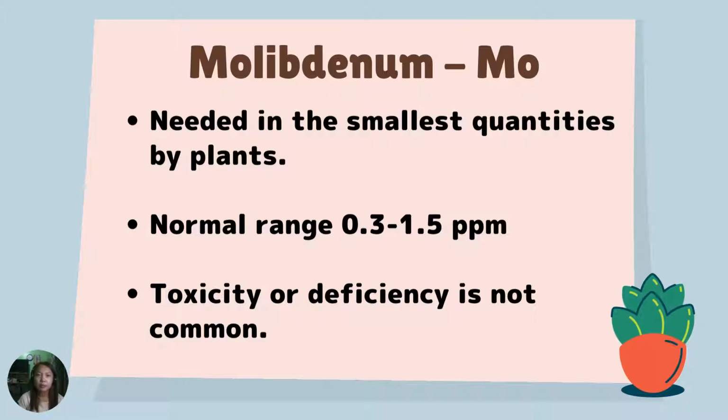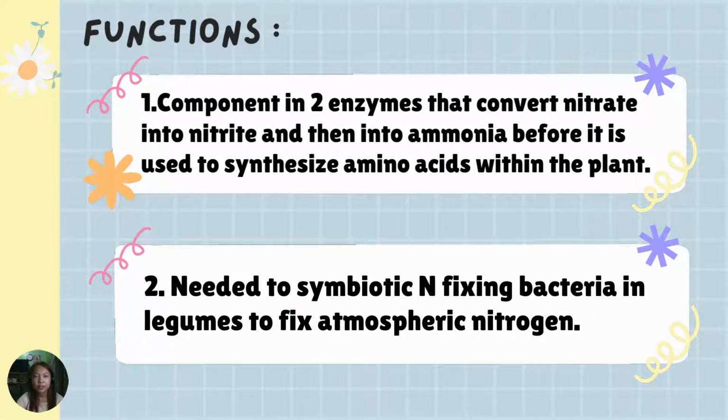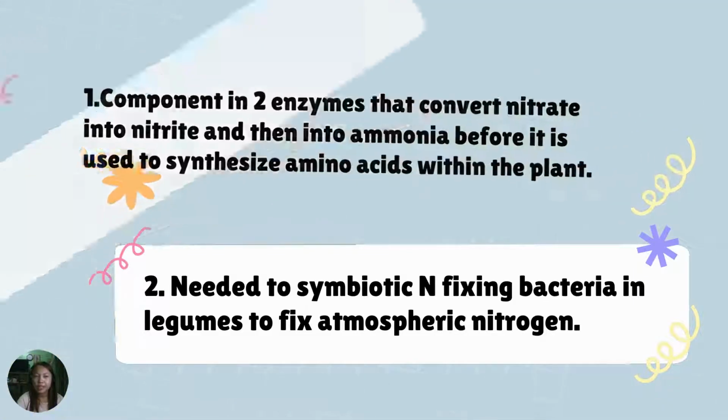Okay, another element, we have molybdenum. It is needed in the smallest quantities by plants. The normal range of this element is from 0.3 to 1.5 parts per million. Toxicity or deficiency is not common in plants. It functions as a component of enzymes that convert nitrate into nitrite and then into ammonia before it is used to synthesize amino acids within the plants. It is needed by symbiotic nitrogen-fixing bacteria in legumes to fix atmospheric nitrogen. So it is also responsible for activity within the cell of the plant.